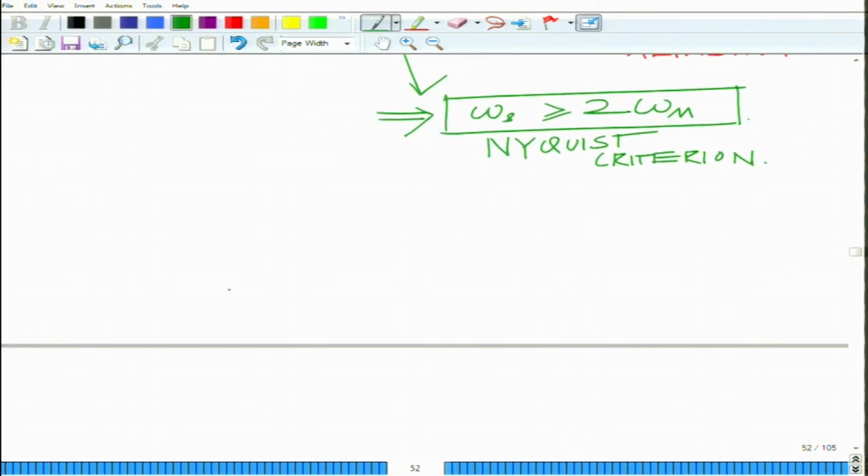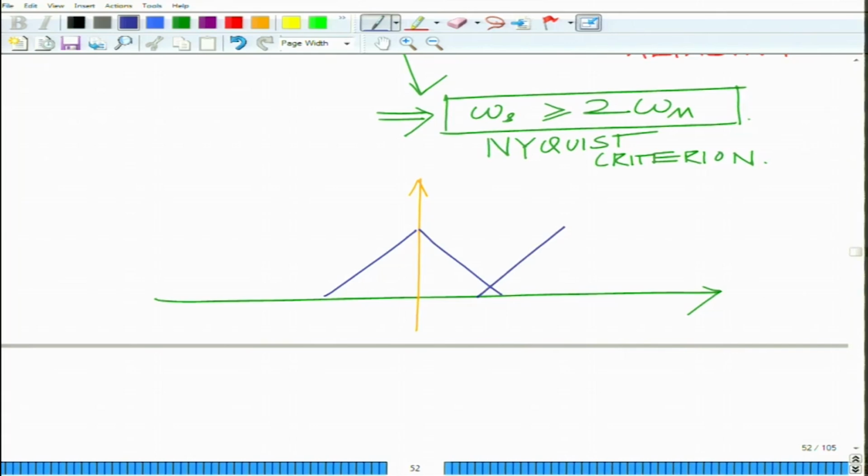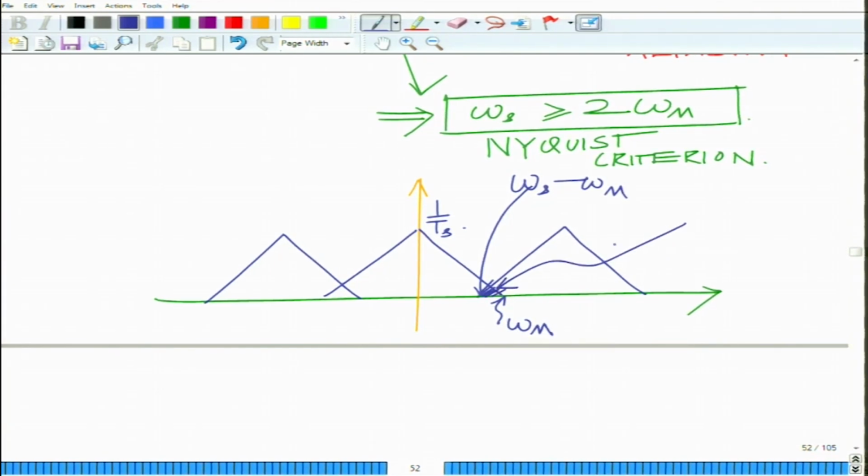On the other hand, if there is no guard band, which happens, so this is your 1 over Ts, this is your omega m and this is your omega s minus omega m. In this case you can see there is overlap, which implies distortion when you sum them.